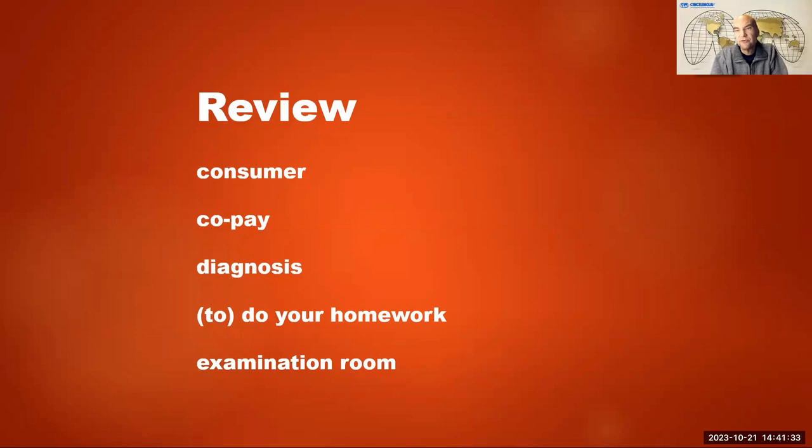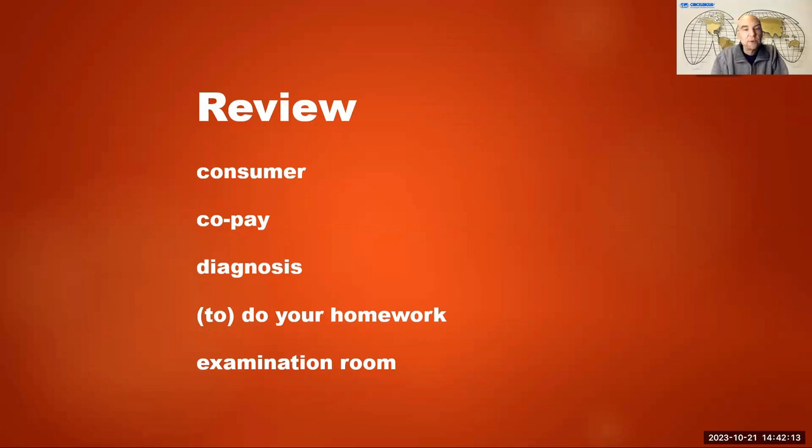Copay is short for copayment. This refers to the share or the part that the patient pays, for example, for an office visit to a doctor or perhaps for medication, whereas the insurance pays the other part. The insurance that the patient has usually pays the majority, and the patient pays a certain amount. That part that the patient pays is called the copay.